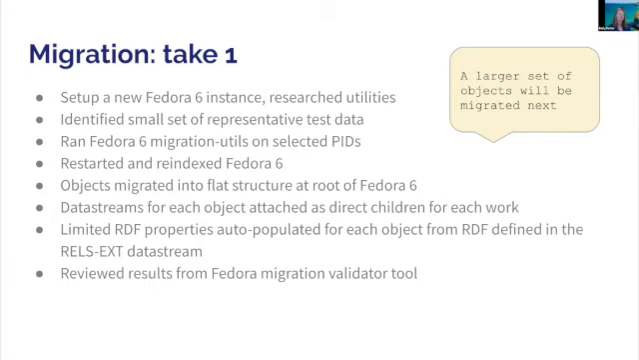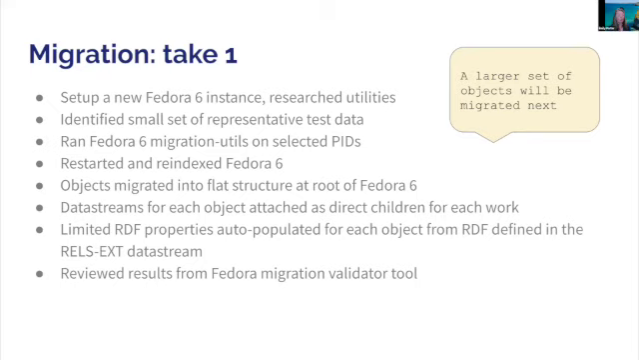This is also a nice benefit of the migration tool. If you want to do a pilot like this, you don't have to migrate your entire repository. You can just feed in a set of IDs that you want to work with. We did find that we had to restart and reindex Fedora 6 to make that new data visible. And then we could see that the objects migrated into a flat structure at the root of the Fedora 6 instance. And I'll show you what that looks like in a minute.